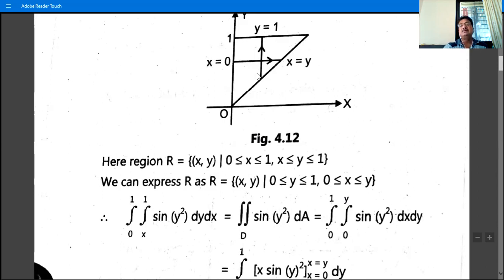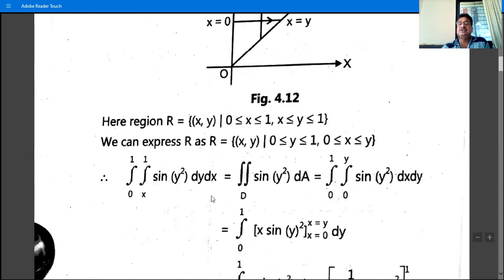And then in order to cover this region, we have to move this strip from this point to this point. Means y runs from 0 to 1. So in order to cover this area, we have to move this strip from this point to this point, the total area covered by this strip. And so y runs from 0 to 1.